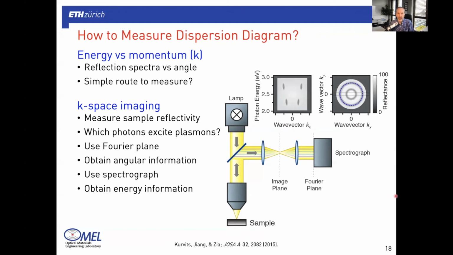So you can get basically, if blue photons are not reflected at this angle and red are not reflected at that angle, all of that information in one shot can be determined, and you can measure the dispersion diagram quite easily. And this technique has really changed our lives in the lab.